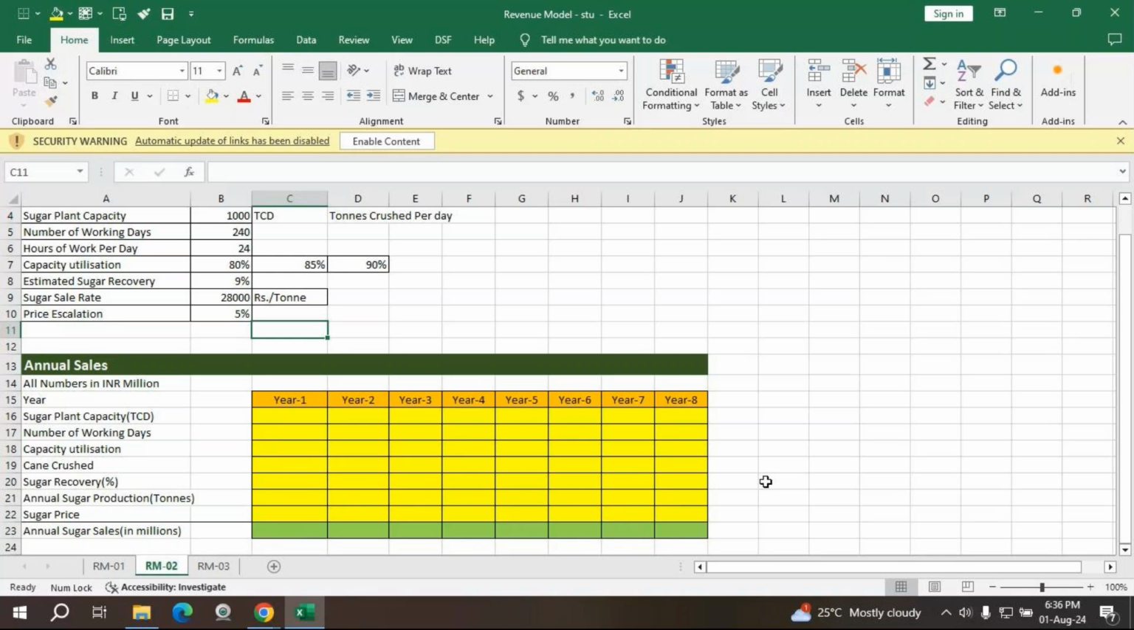Excuse me, ma'am. Ma'am, can you repeat how to find cane crushed? Cane crushed will be sugar plant capacity into number of working days into capacity utilization. Okay, ma'am.